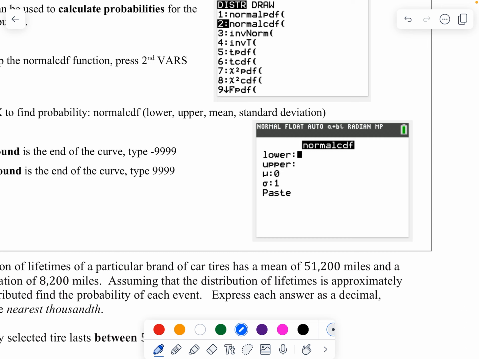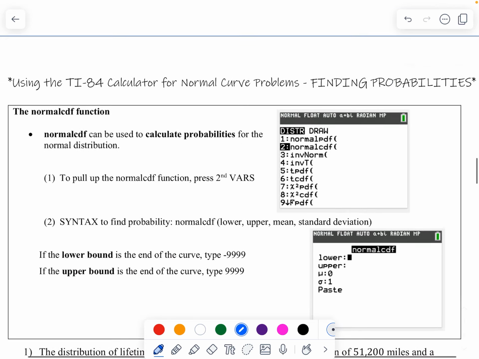When you clicked on normal CDF, you probably have this menu that says lower, upper. The symbol there is for average. The symbol under that is for standard deviation. And then it should say paste. So we're going to type in 4 numbers. Lower and upper refer to the lower bound and the upper bound of the interval that we're currently calculating.